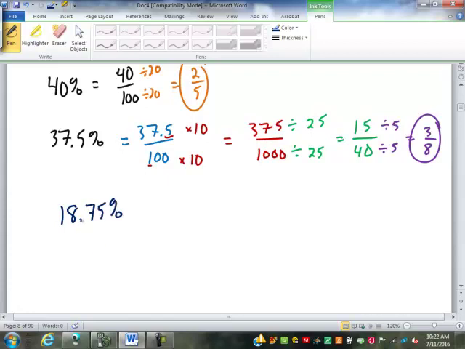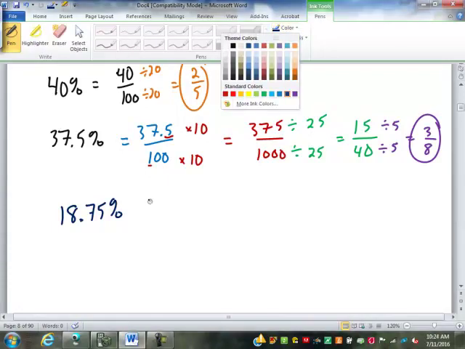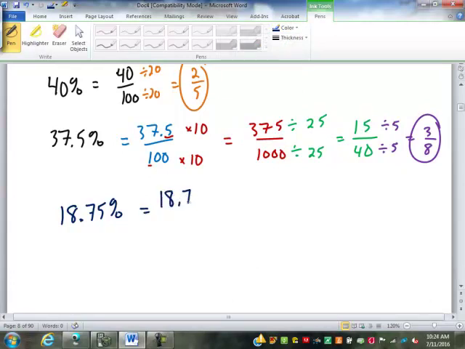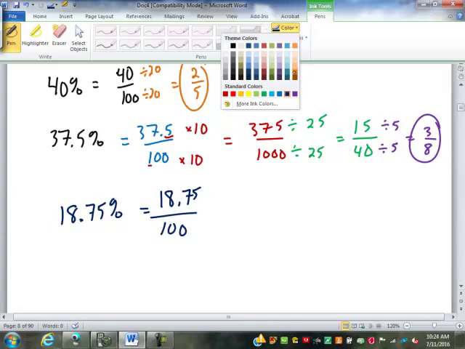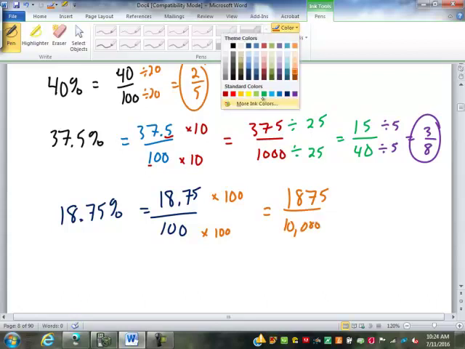In your notes, try to convert for me 18.75% into a fraction. So this starts out as 18.75 over 100, just like any other percent. Then what do we do with it? Multiply by 100 because there's 2 decimal places. So this becomes 1,875 over 10,000. And then divide by what?